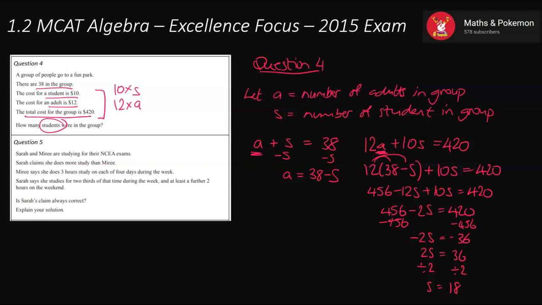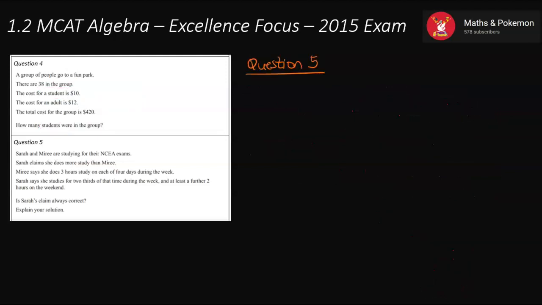We don't really need to do any wordy explanations here because we've defined S and we've calculated S down the bottom there. On to question number 5, and we've got Sarah and Marie, forgive me if I'm saying that wrong, studying for the NCAA exams. Sarah claims, so that word claim is always a good word to keep an eye out for, normally an excellence question, but Sarah claims she studies more than Marie. So interesting claim. Marie says she studies 3 hours each day, 4 days a week. Sarah says she studies for 2/3 of that time during the week, but she does a little bit of extra study on the weekend. We've been asked to assess if Sarah's claim is a correct one.